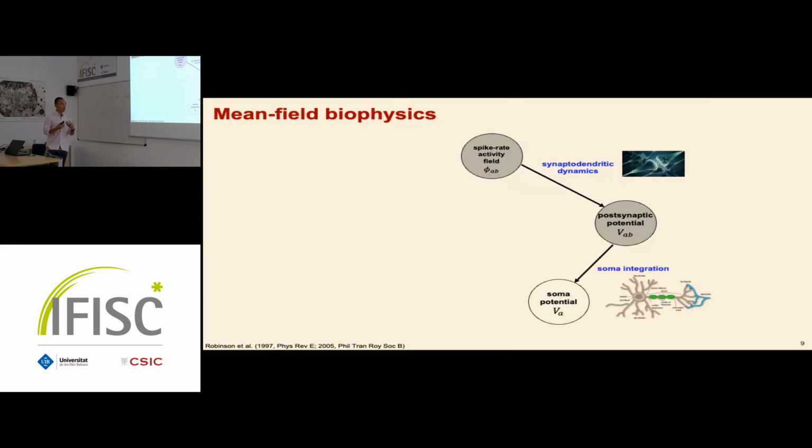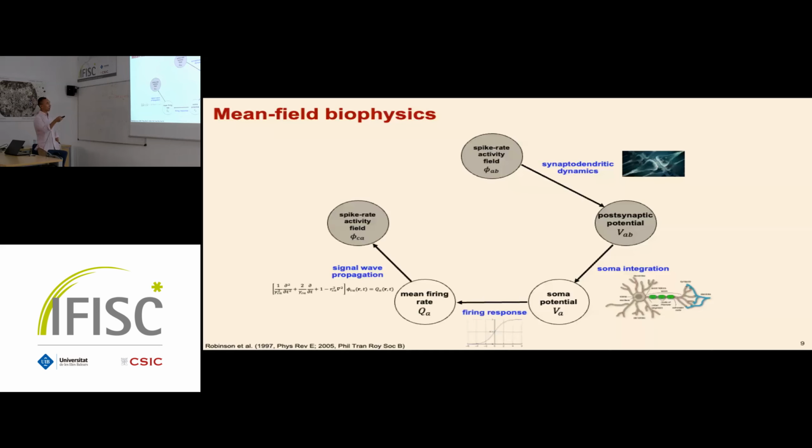And from there, you assume that you have this neuron, and that a lot of potentials come from different populations. So you assume some kind of integration, just a simple summation, to get the average potential of the soma. That will lead to some changes in the firing rate of population A, and you can employ some kind of sigmoidal function to it. And the most important thing is, how do we get back to the activity field?